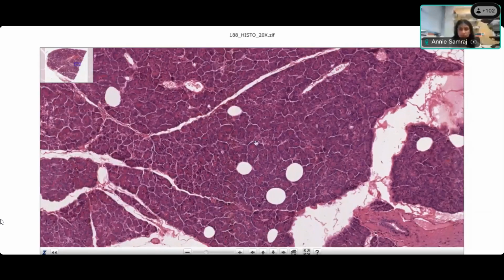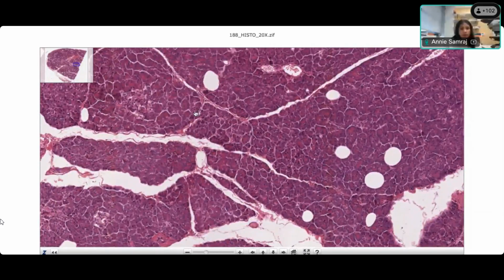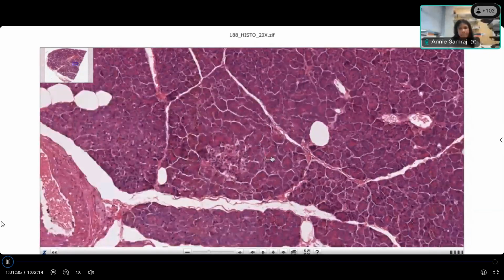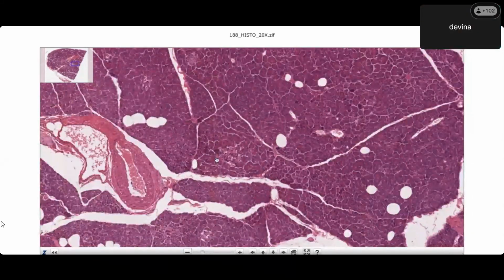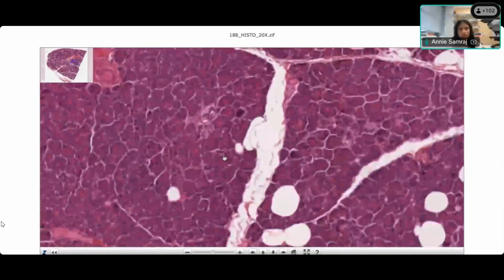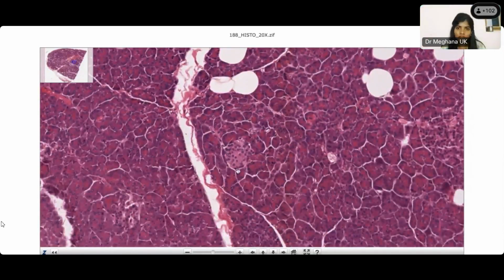Okay, so we talked about the acini, we talked about the ducts. What is the other component of the pancreas? Islets. Endocrine. Yes, endocrine component. Islets of Langerhans. Yes.